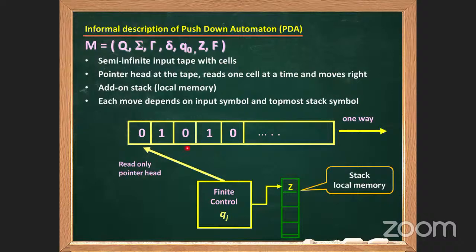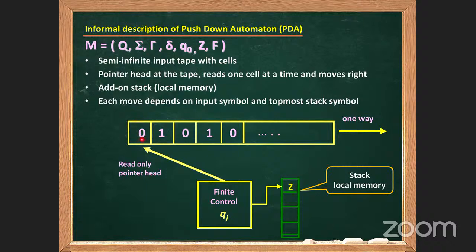Apart from the routine input string, control, and a pointer head, I'm attaching an extra memory, which is called stack memory. This stack is basically like a record book. It can simply record what happened in the process. It can make note of the progress of the functioning. Like the FSA, it has a semi-infinite input tape, and the pointer head can point at one symbol at a time and keeps moving to the right. There's an add-on stack memory.